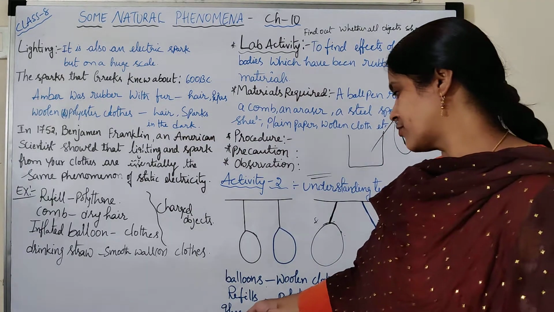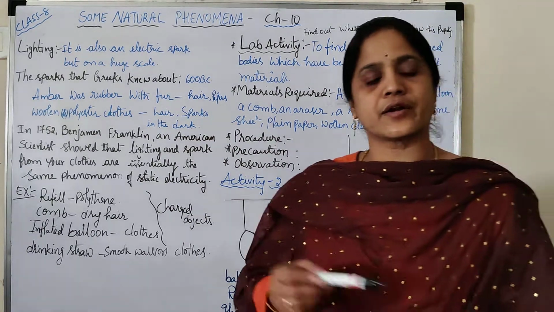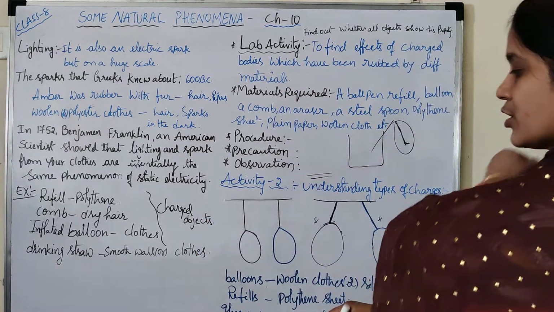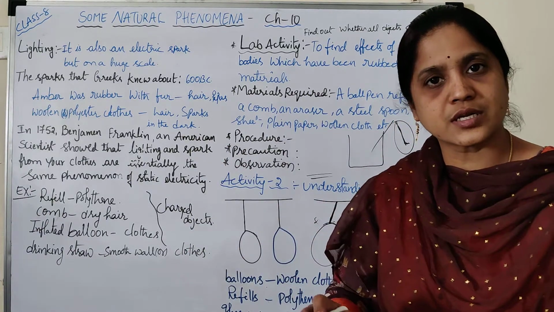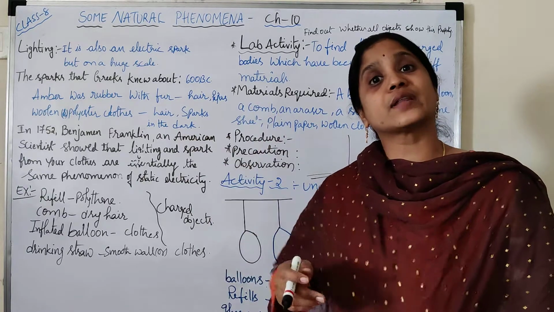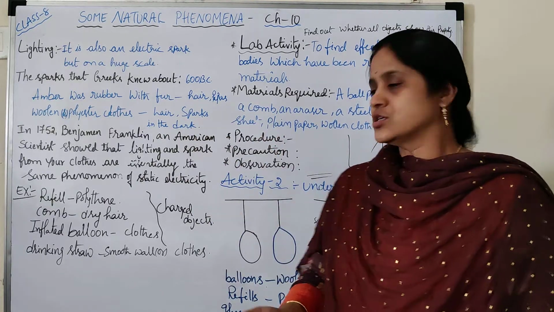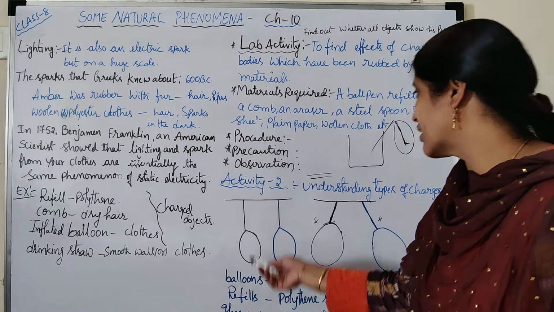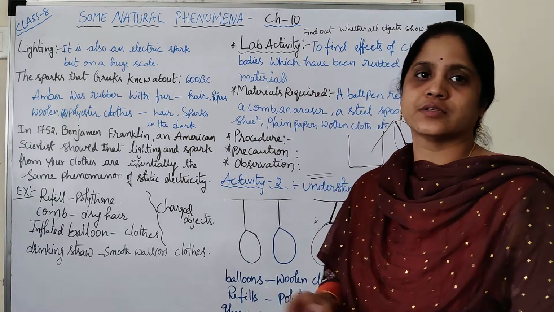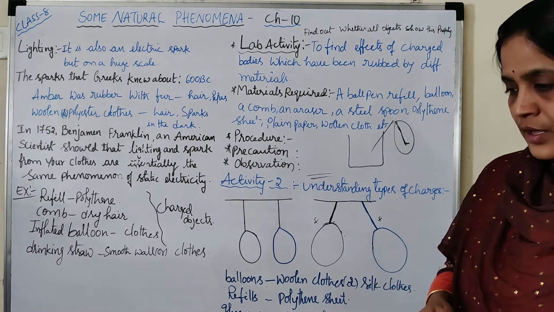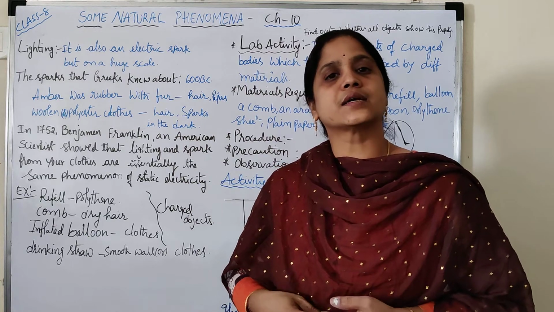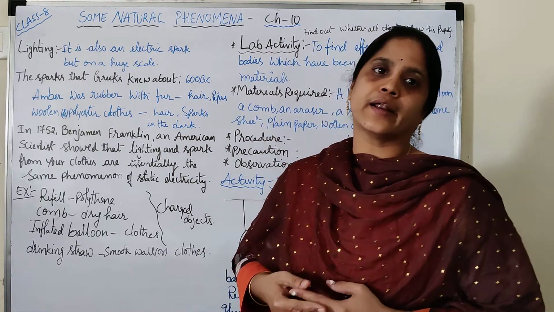And you can find this with a glass rod also. Take one glass rod, rub it with a silk cloth and it acquires some charge. When you rub the glass rod with the silk cloth, the glass rod acquires a positive charge and the silk cloth acquires a negative charge. So when you bring this glass rod near the refill or the balloon, you can find an attraction. So from this, we came to know that charges are of two types, positive charge and negative charge.